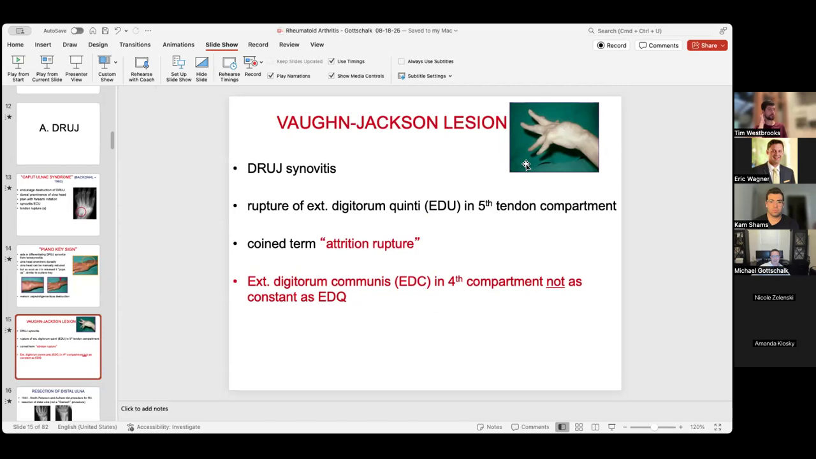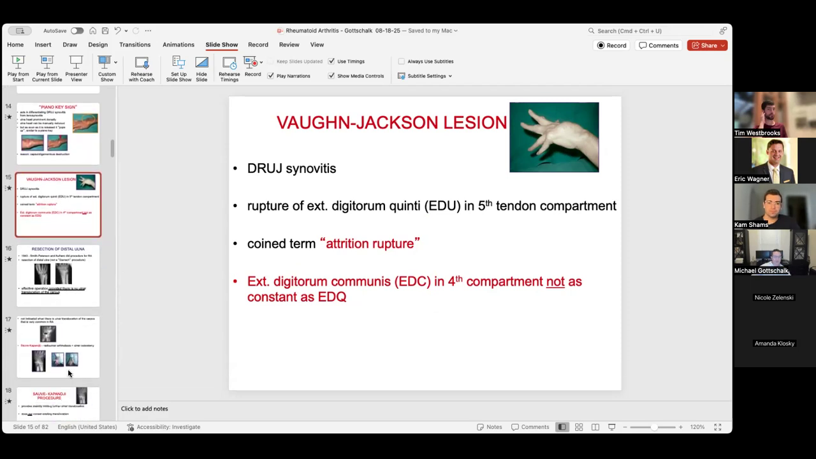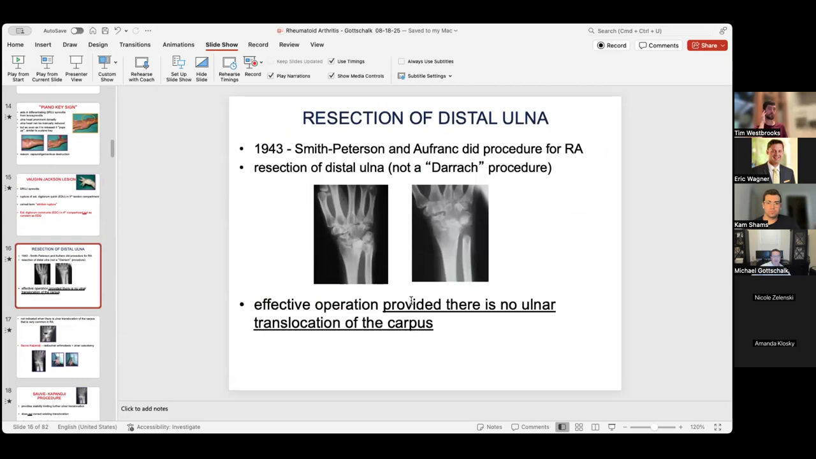So some patients, it's hard to know whether or not their fourth compartment is involved or if it's just the fifth tendon compartment. So what are the treatment options that we think about for this? Well, resection of the distal ulna is something that we think about. And this was originally considered for RA, but the difference between a DERA and a distal resection has to do with whether or not you leave the styloid.